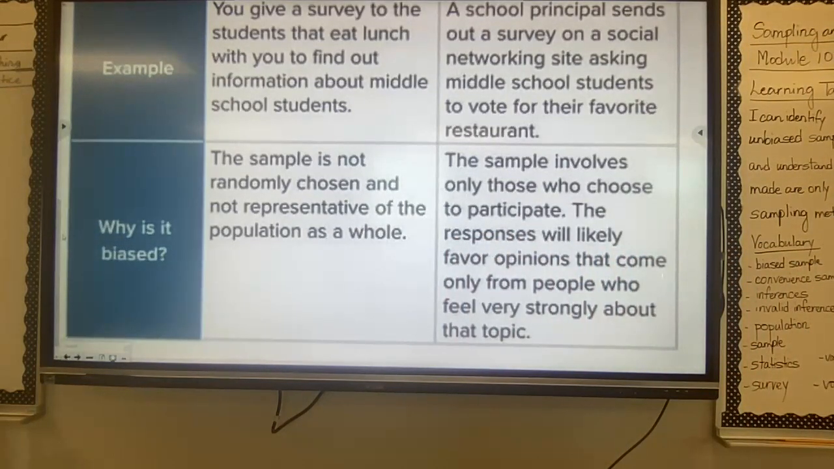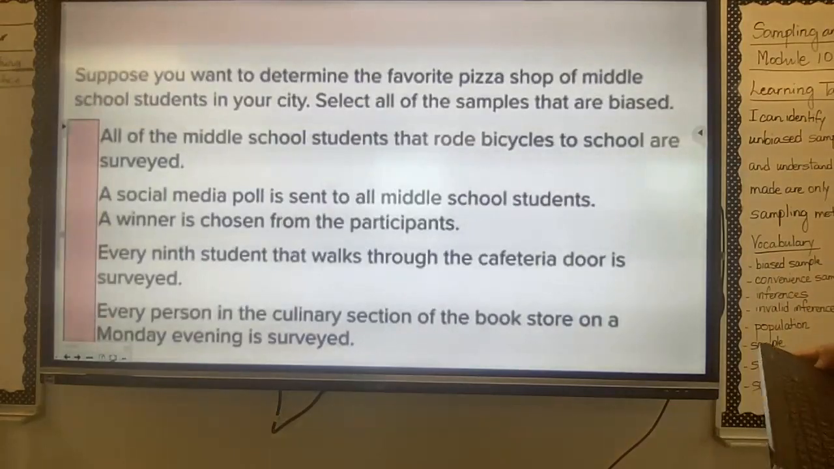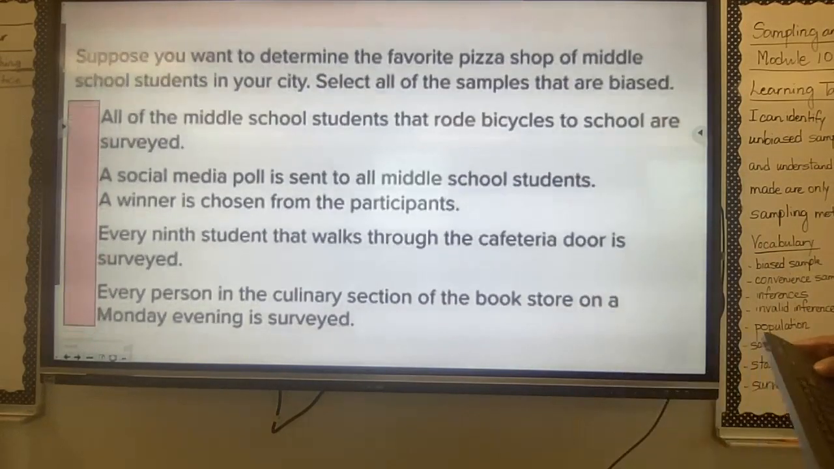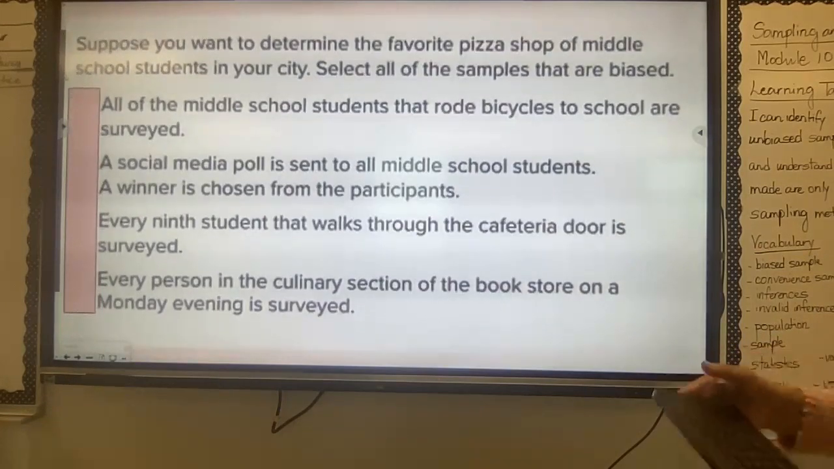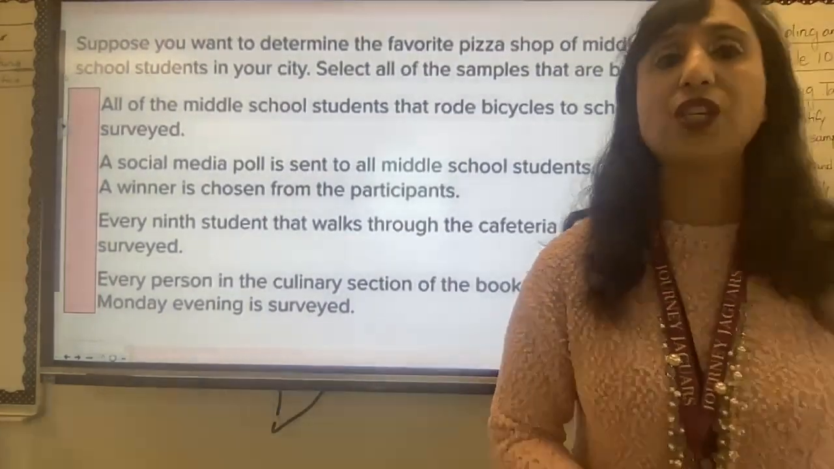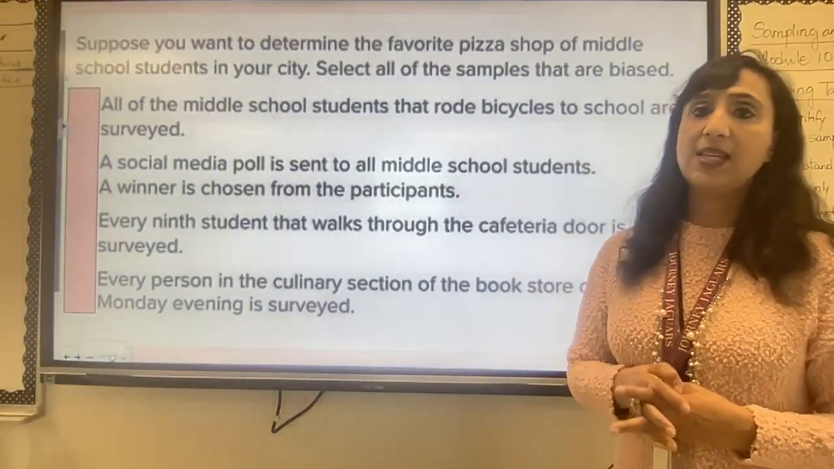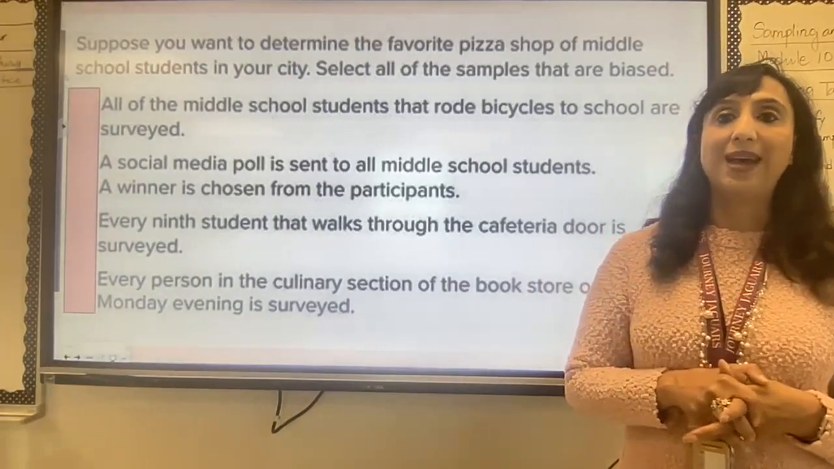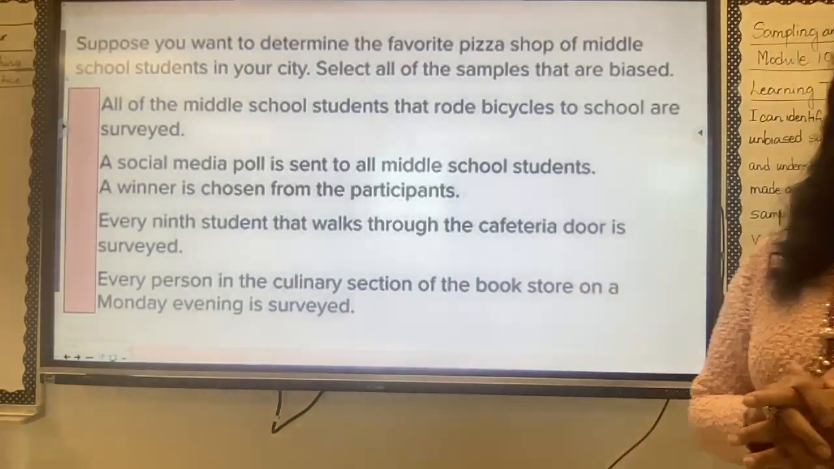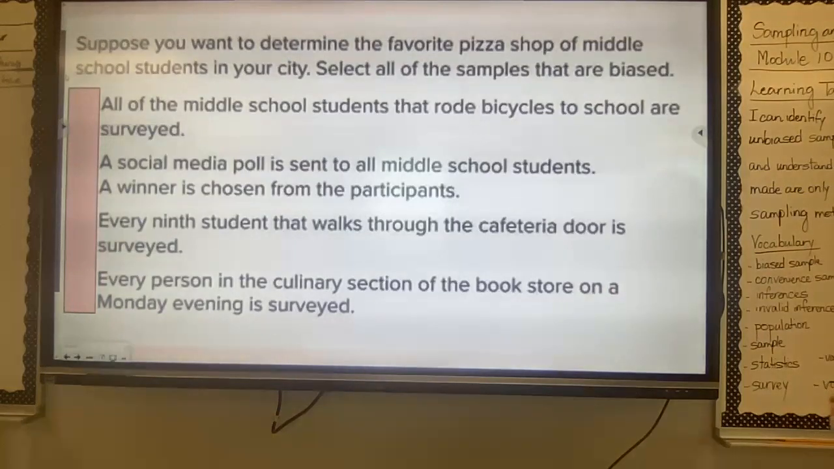Let's look at an example. Suppose you want to determine the favorite pizza shop of middle school students in your city. Select all the samples that are biased. Let's look at these different options and see which of these is going to be biased.